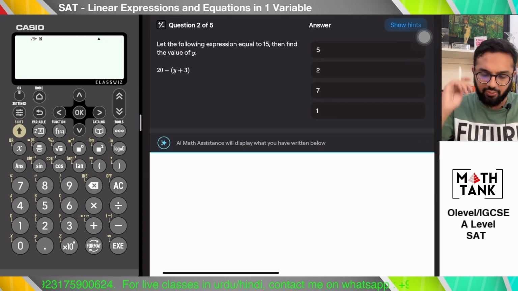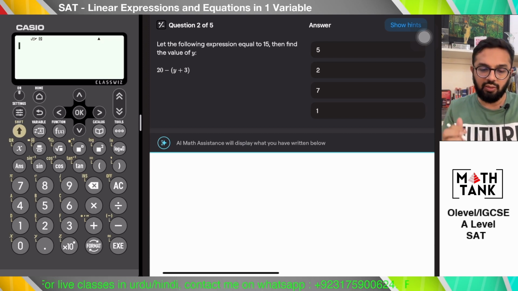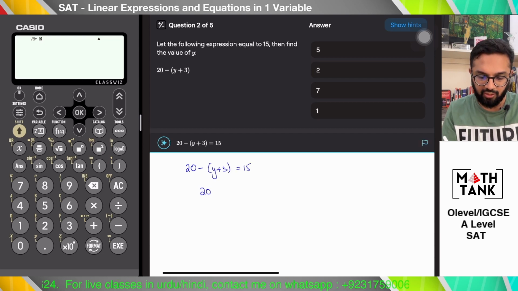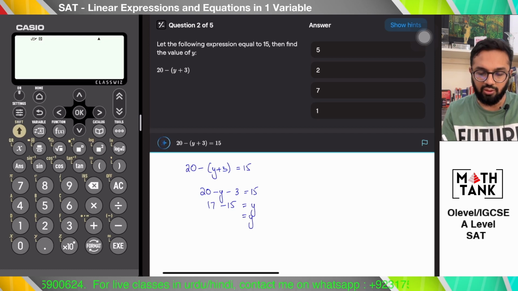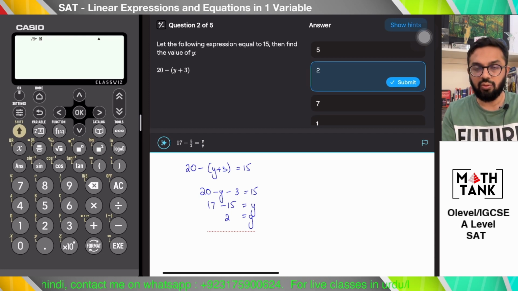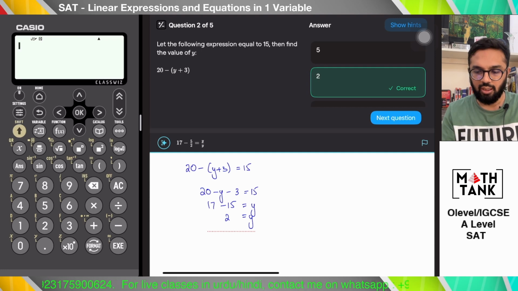Let the following expression equal 15. Then find the value of y. So 20 minus y plus 3 equals 15. So 20 minus y minus 3 equals 15. So 17 minus 15 equals y, so y equals 2. I think that's another easy question. Please make sure to pause and solve the question yourself before you look at the solution.